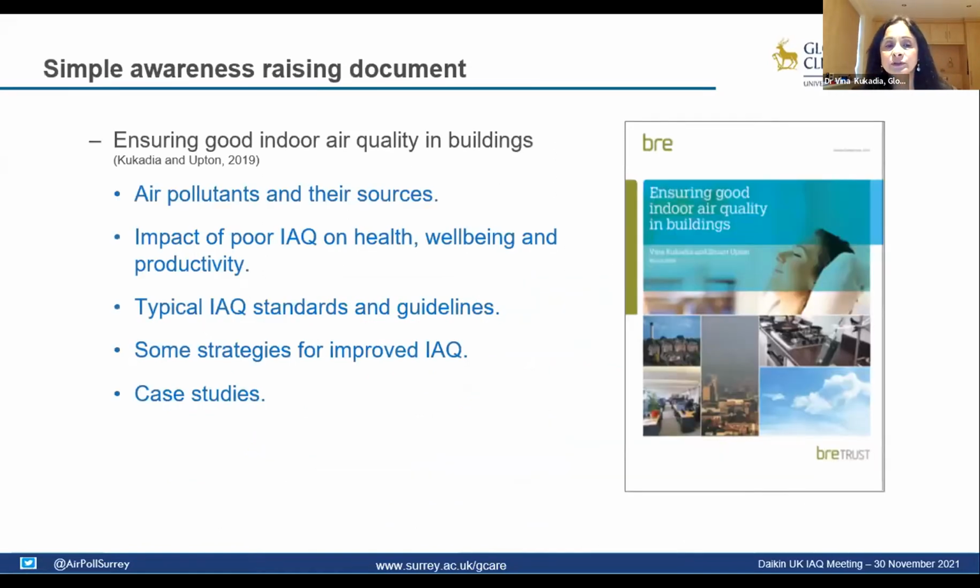So this is the document I've just been talking about. It's one of the first ones that was produced about 3 years ago, and it details air pollutants and their sources, the impact they have on indoor air quality and health, well-being and productivity. There's a lot more detail in there. Typical indoor air quality standards and guidelines that we can use at the moment, whilst there isn't anything more formal. Some strategies on how to improve indoor air quality and some case studies. This is all based on information that was available 3 years ago.